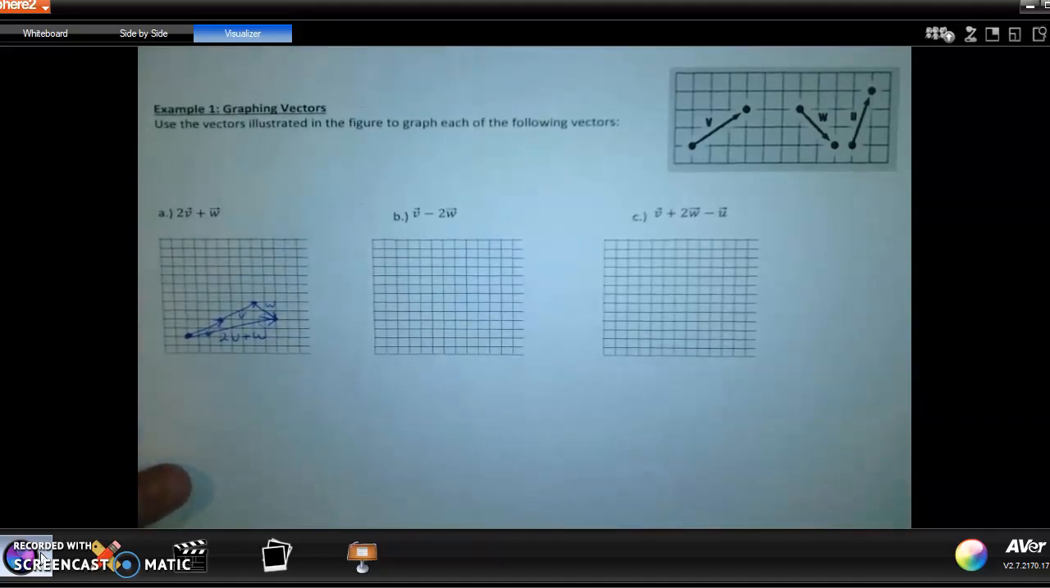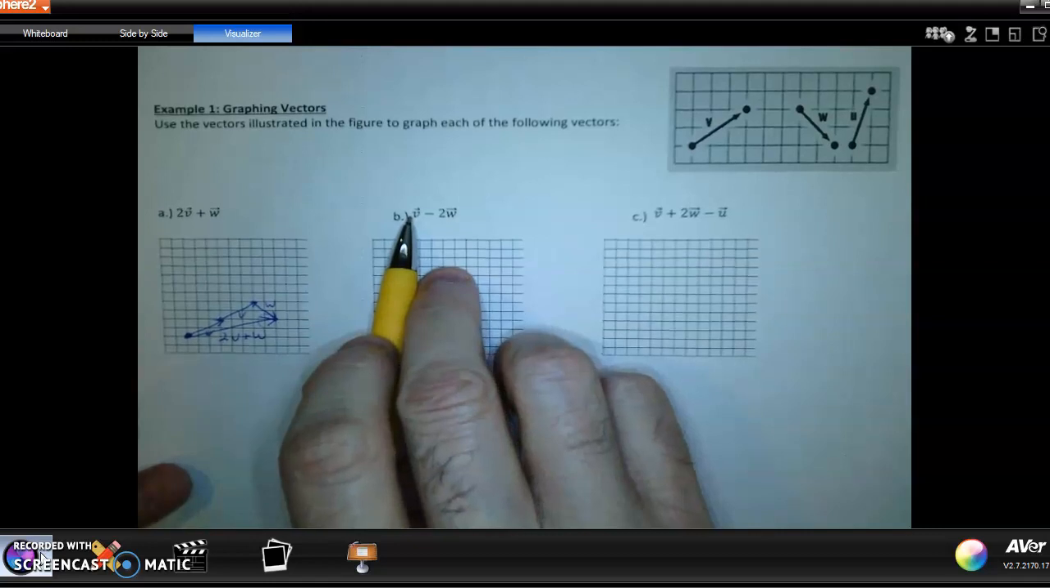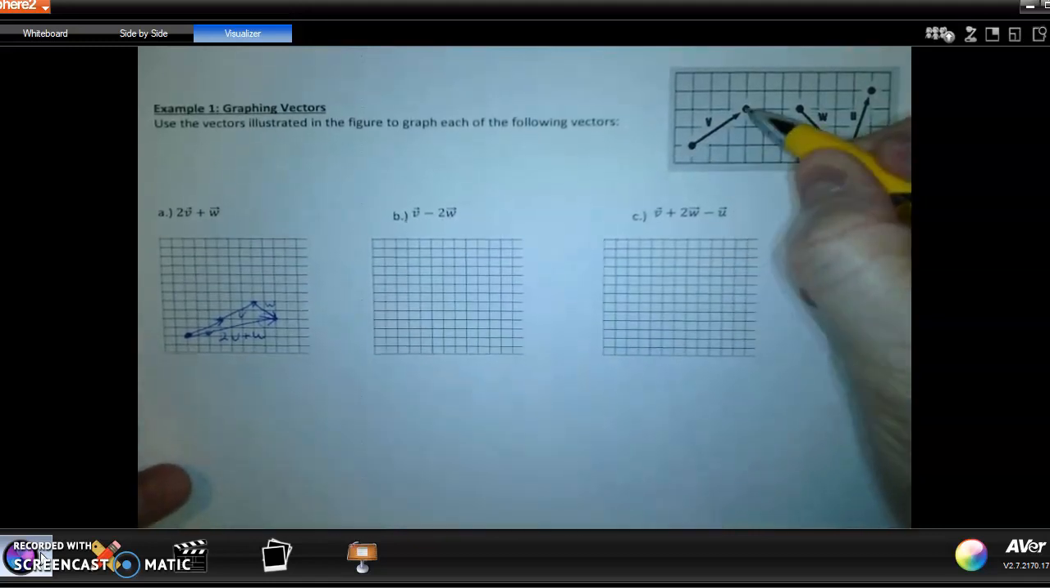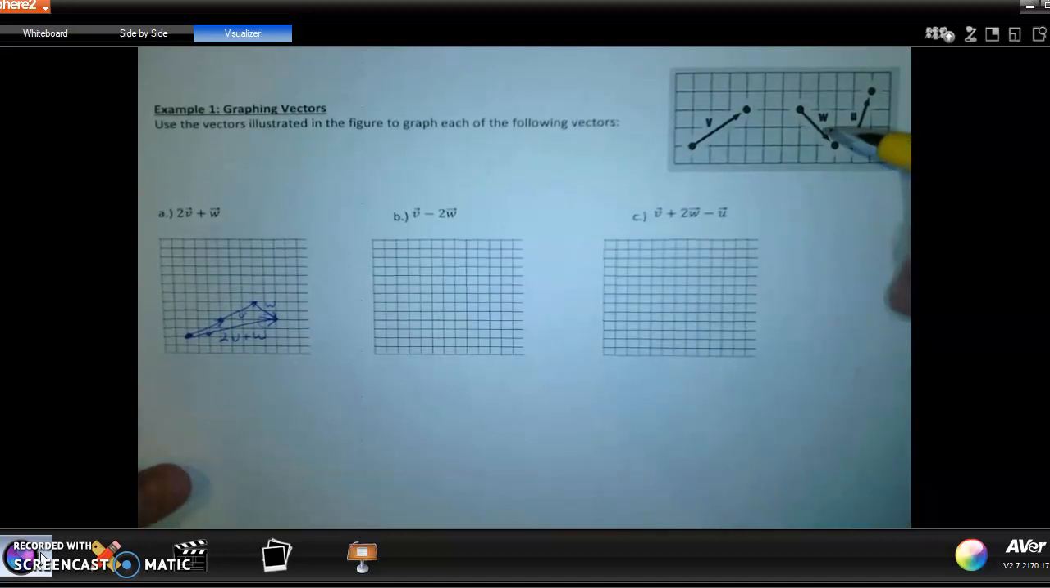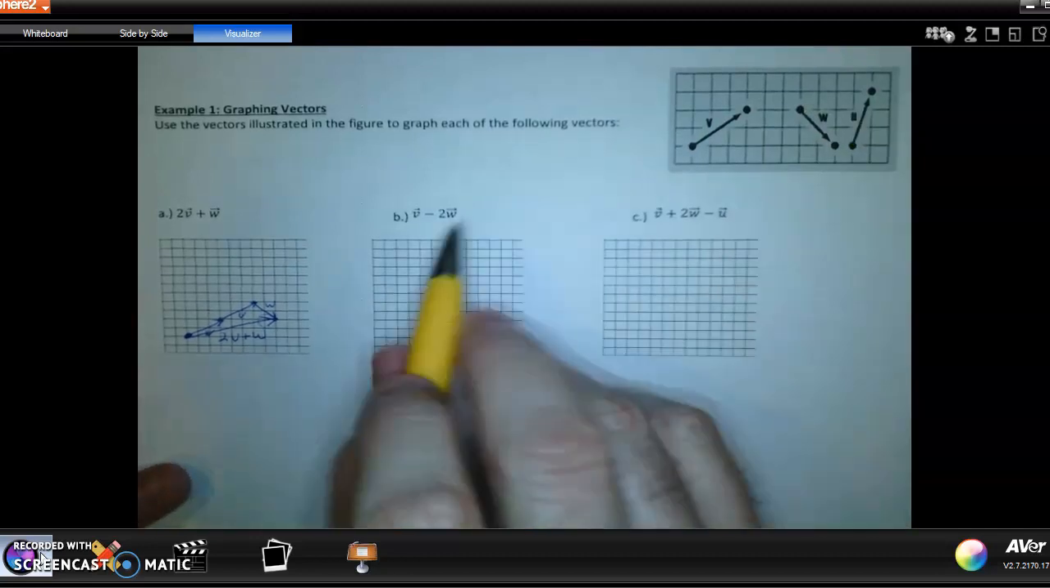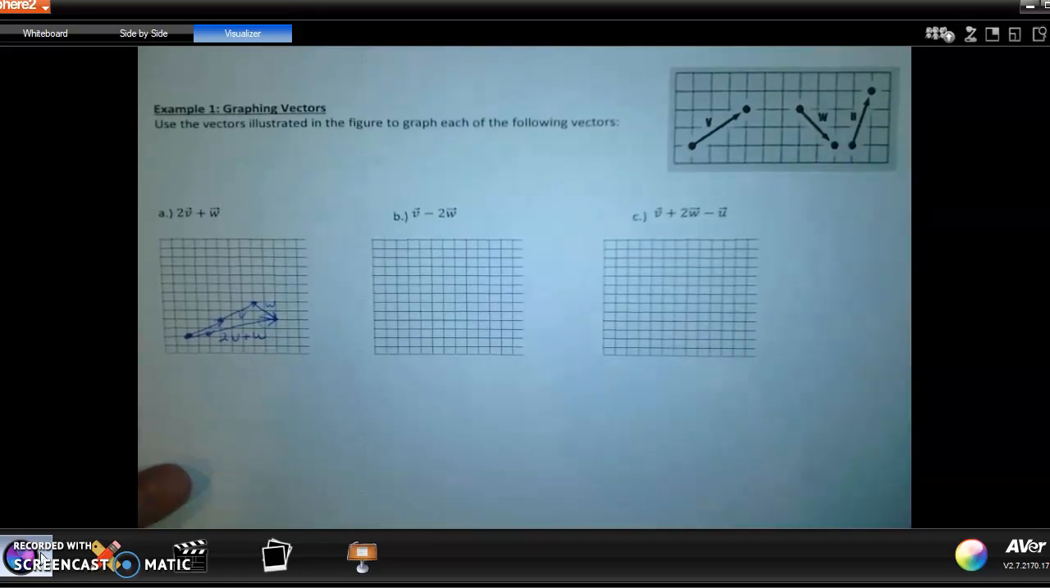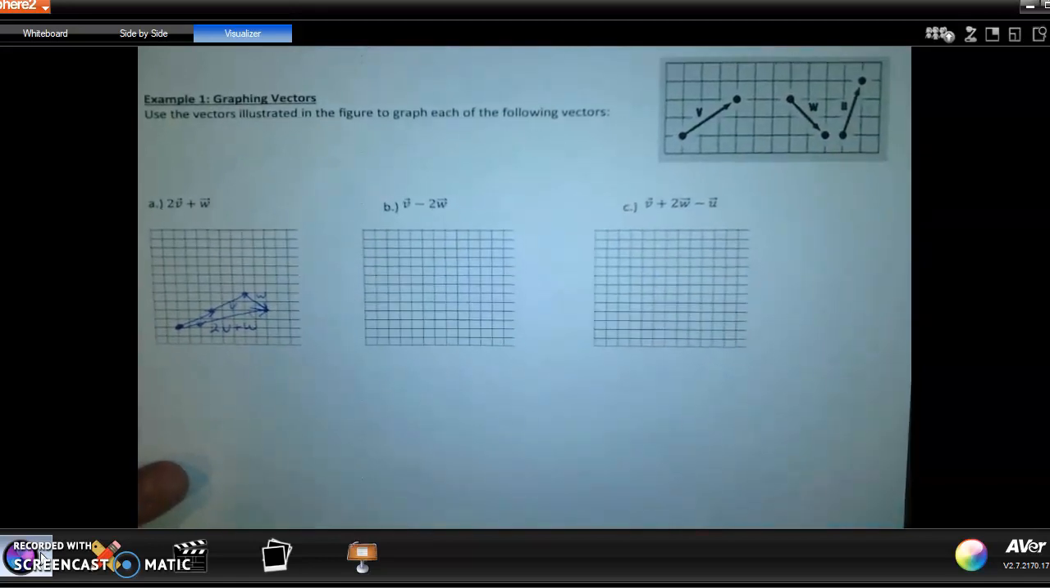Look at the next one, example B. It says vector v, and then it says minus 2w's. So we're going to draw this vector, and then we're going to draw 2 of these vectors, but they're going to be going in the opposite direction. Okay, minus 2. So instead of going down and to the right, this one's going to go up and to the left. That's what negative w would do.